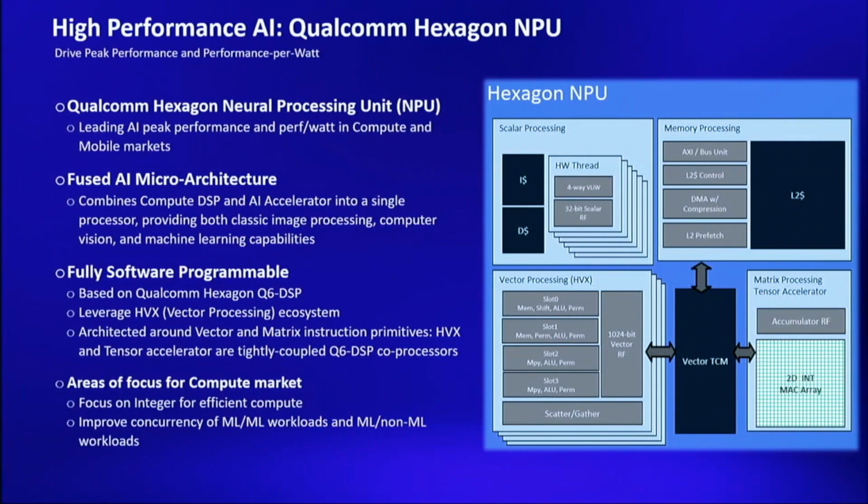Let's deep dive into the NPU architecture in Snapdragon X platforms, which delivers peak performance, best-in-class performance per watt. It is fully software programmable and enables both machine learning and non-machine learning applications to run. The NPU architecture consists of a matrix processor, vector processor, and scalar processors. It includes a very tightly coupled memory for efficient memory transaction between vector and matrix cores.